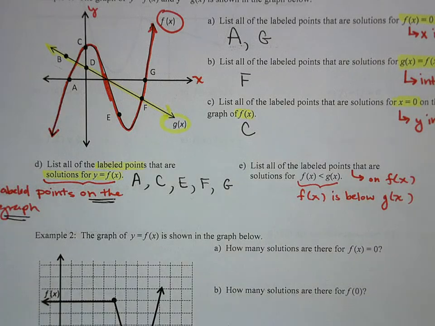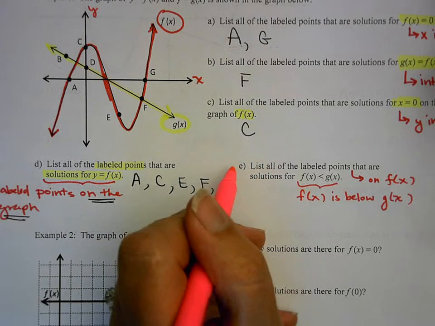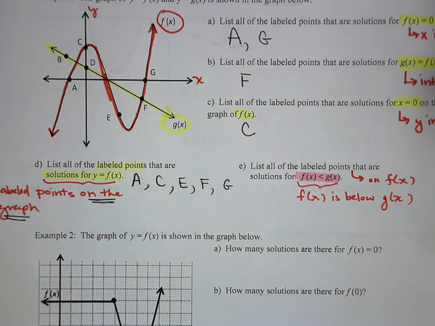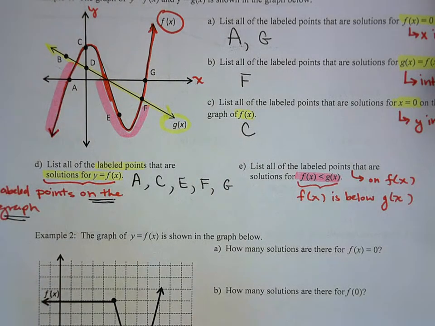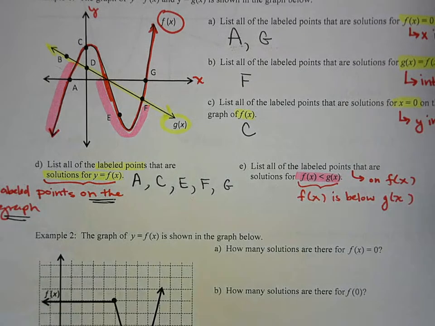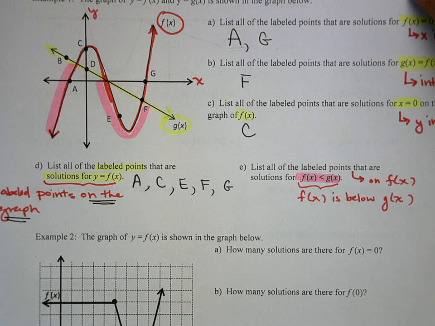So f of x being below g of x, well, I'm going to highlight this so we know. So where is f of x? This is my f of x. Where is it below g of x? Below the highlighted line, so that would be this section here and this section here, right? So that's where it is below. And so anything in this pink highlighted region would be my solution.